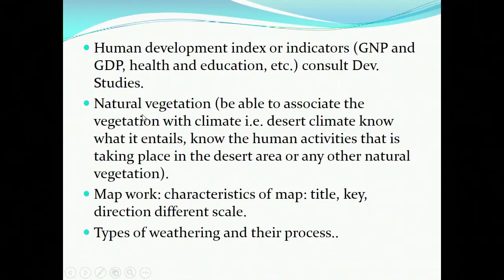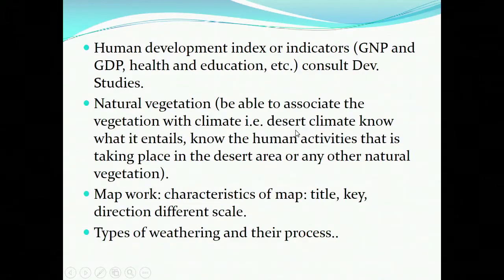So now, we can also look at the natural vegetation. When we look at natural vegetation, actually, that topic has the rainforest, the desert, the temperate regions of the world. So once we study it, be able to associate the vegetation with the climate.